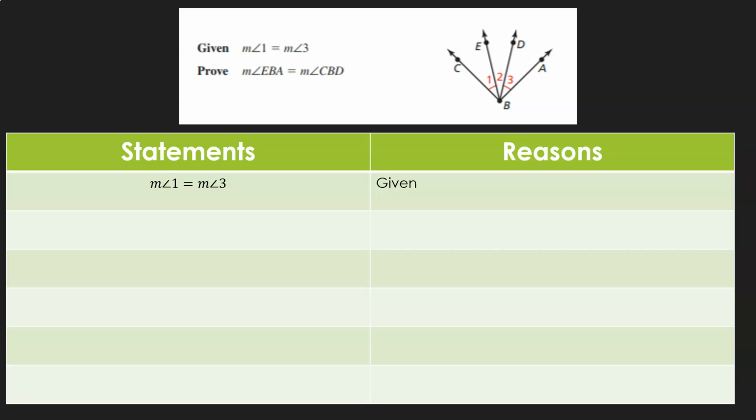Then I want to say that the measure of angle EBA, because I'm trying to connect to this bottom piece. So I want to see how I can get there. I first need to talk about what measure of angle EBA is made up of. It equals angle 2 plus angle 3 by the angle addition postulate. Now that I have how angle EBA is made up, I can use what I was given to replace angle 3 with angle 1. Remember, this is substitution when I'm replacing.